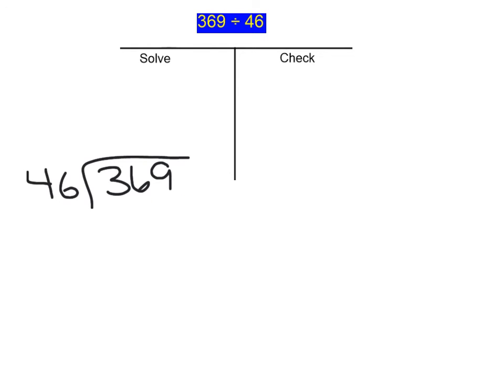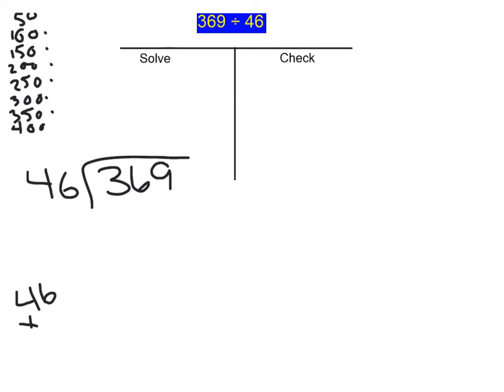So if I count by 5s, I can count by 50s. So I have 50, 100, 150, 200, 250, 300, 350, 400. And all of this I would normally do in my head, and you're welcome to do it in your head as well. But I'm just writing it down so you can see my thoughts. So 50 times, it looks like 1, 2, 3, 4, 5, 6, 7 gets me pretty close. So I'm going to do 46 times 7 and see if times 7 will work.